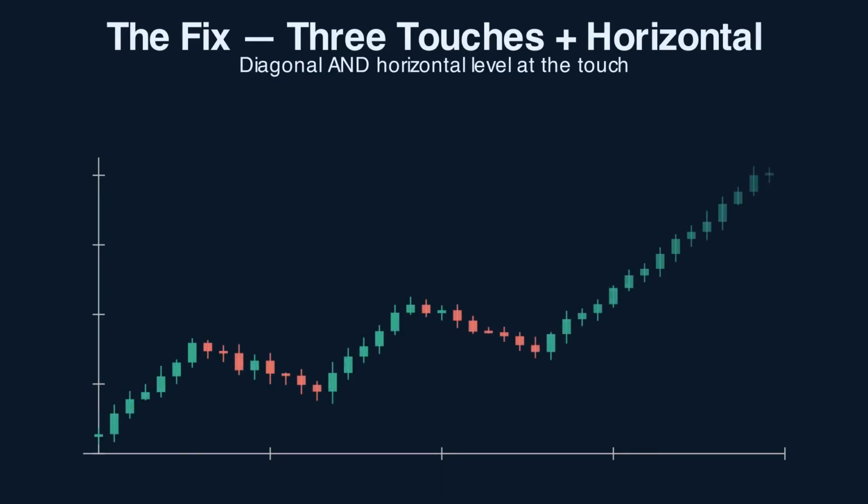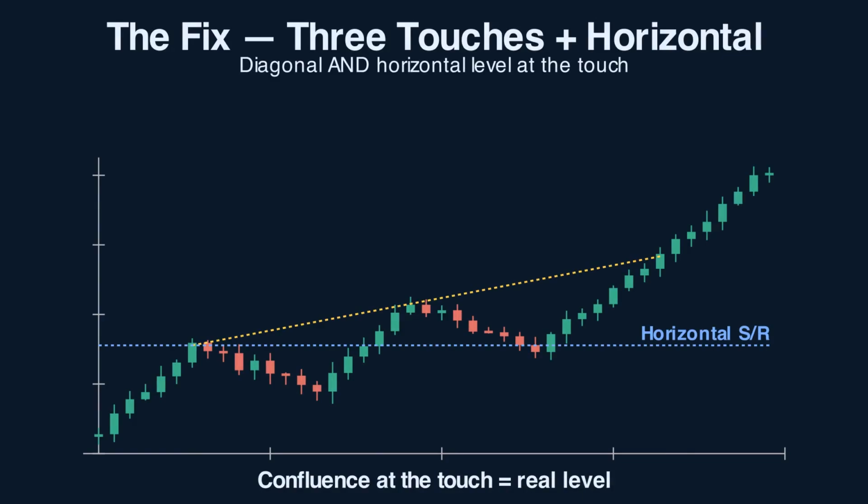Now the high conviction version: a trend line with 3 or more touches and a horizontal support level at one of the touches. That's the confluence. The diagonal and the flat agreeing at the same price means institutions are defending that level from multiple structural angles. Trade entries off the third or later touch, stop just below the level, target the prior swing high. Defined risk, math-based target, and you only acted after the market gave you 3 confirmations.